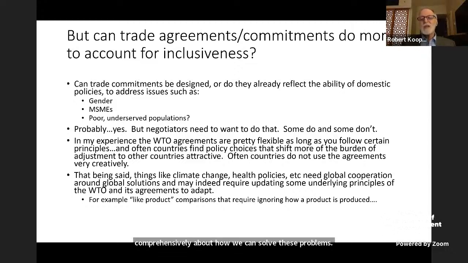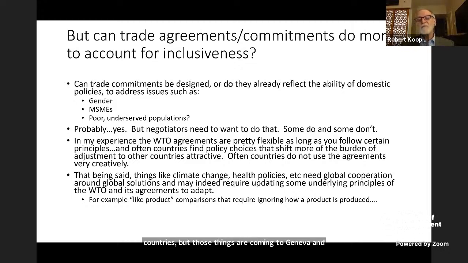However, things like climate change and health policies need this kind of global cooperation, and there may be some problems with some of the underlying principles of the WTO. So for things like a green transition, do we just want to treat steel the same, no matter how it's produced? Or do we want to be able to differentiate between how the product is produced? And frankly, those things are now coming to Geneva with a fair amount of resistance from poor and developing countries. But those things are coming to Geneva and starting to be debated and discussed.